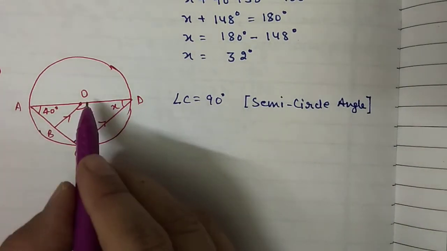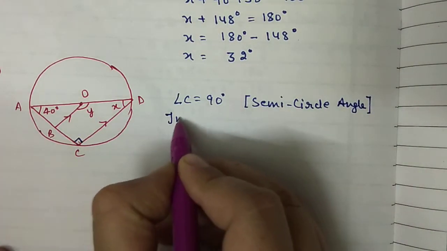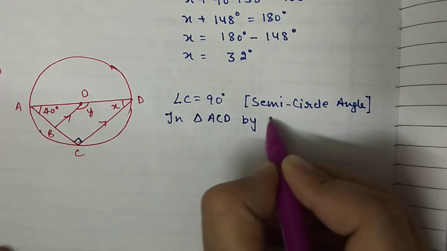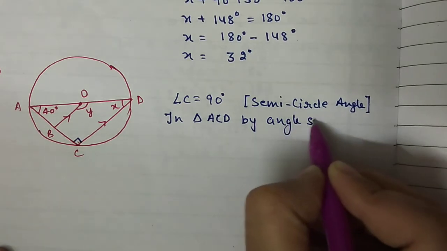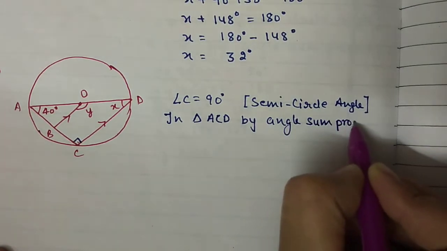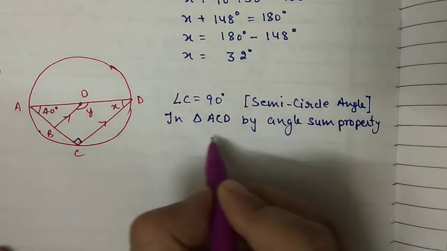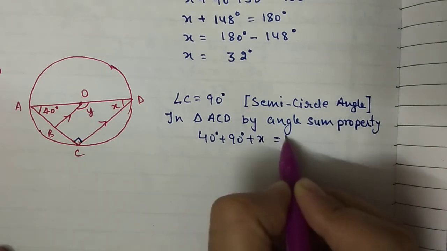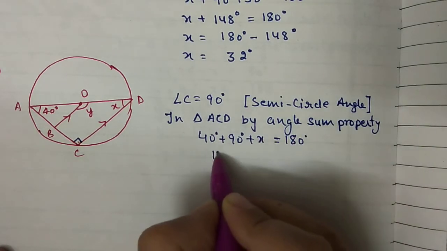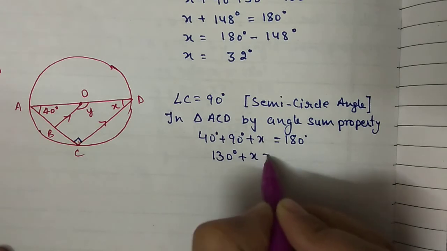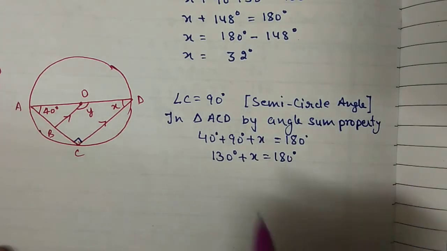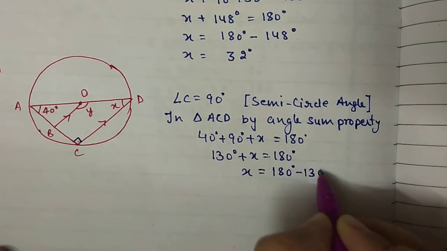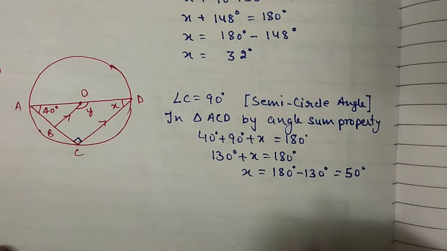Then we can use angle sum property in this triangle. In triangle ACD, by angle sum property, 40 plus 90 plus x will be 180 degrees. So 40 plus 90 will be 130 degrees plus x is equal to 180. 130 you can shift to the other side, so value of x will be 180 minus 130 equal to 50 degrees.